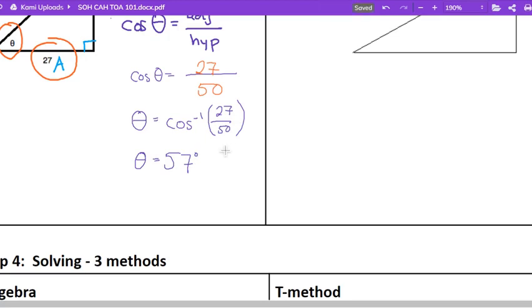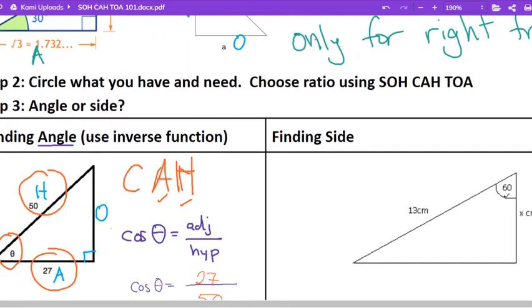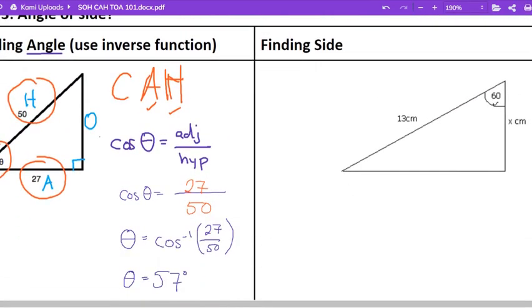And this is for you to check. Oh yeah, am I getting 57? And if you really don't have a calculator, use your phone. But folks, remember, on a test, I won't teach you how to use your calculator. All right, let's try another one. So that's if we're finding an angle, we must use the inverse function.